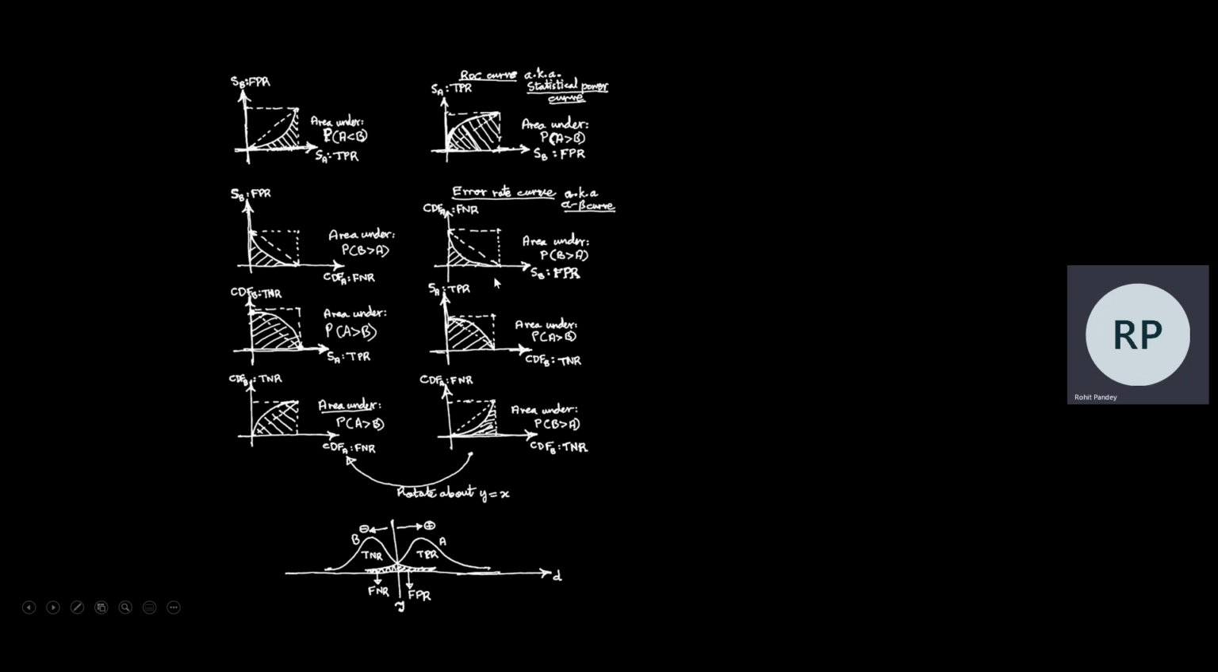And in a similar manner, you can draw 8 such curves. You can swap out these survivals with the CDFs, and you can flip A and B. And the areas under all of these curves have these interpretations. They are either probability A greater than B or probability B greater than A. And I'm going to link the blog in the description that has this picture if you want to review these other kinds of curves.